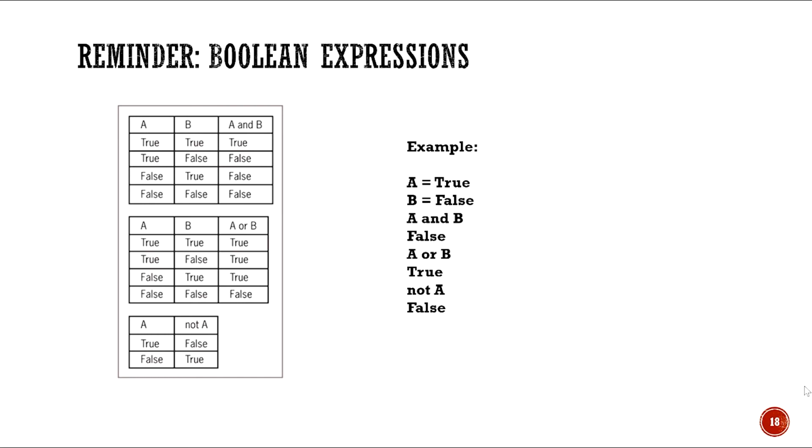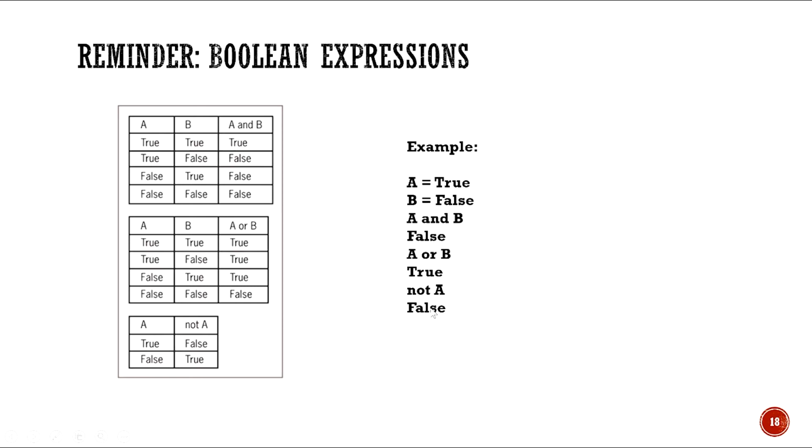So here's just a quick reminder on Boolean expressions. A is equal to true, B is equal to false. A and B returns false. So when we use the AND statement in this table, you can see the result. A and B, A or B, and not A.